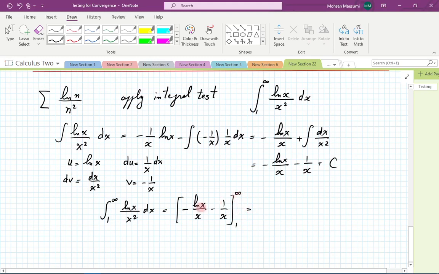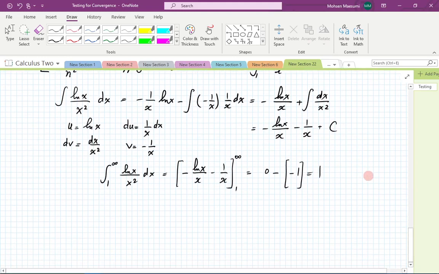Well, at infinity, logarithm of x over x, you apply L'Hopital's rule here to see that it is 0, just like this one is 0. So at infinity I have 0 minus the value at 1. At 1, logarithm of 1 is 0, and this is minus 1. So that integral becomes just 1. So the improper integral converges. So if this one converges, the other one will converge.